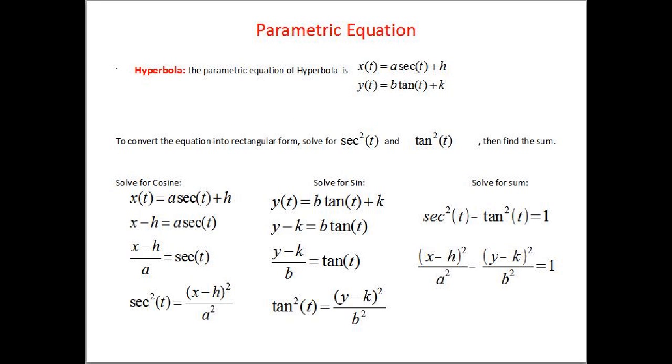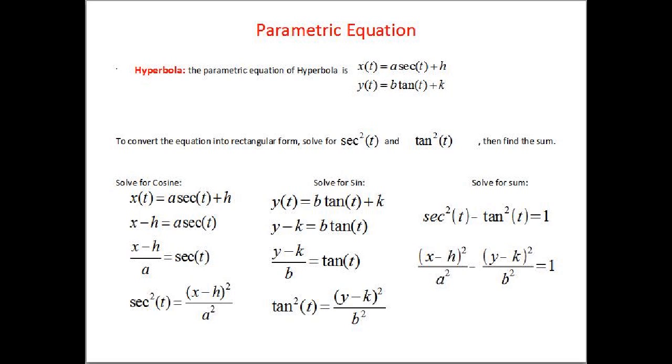Here's the parametric equation of a hyperbola. x of t is equal to a secant t plus h, and y of t is equal to b tan t plus k, where h and k are the center of the hyperbola. To solve for the rectangular form, we need to solve for secant squared of t and tan squared of t.